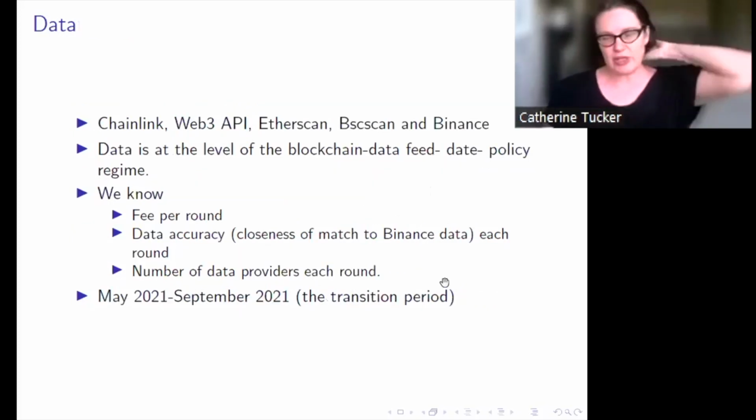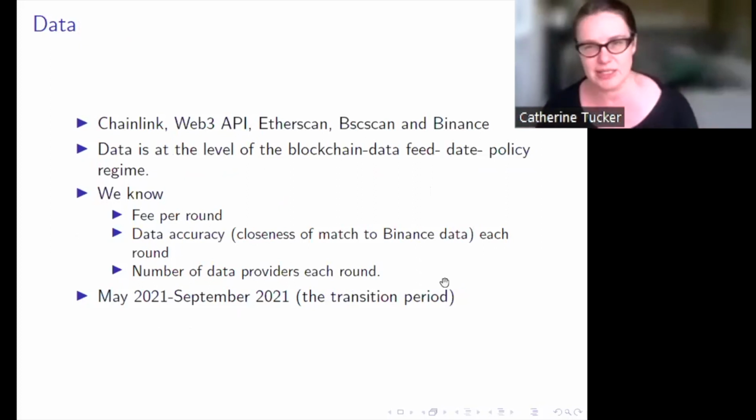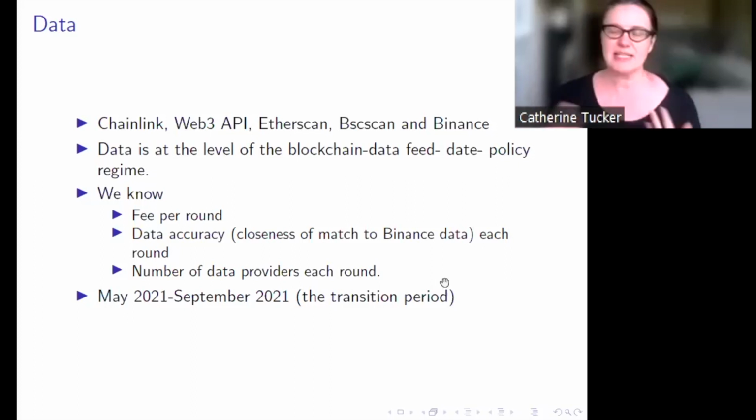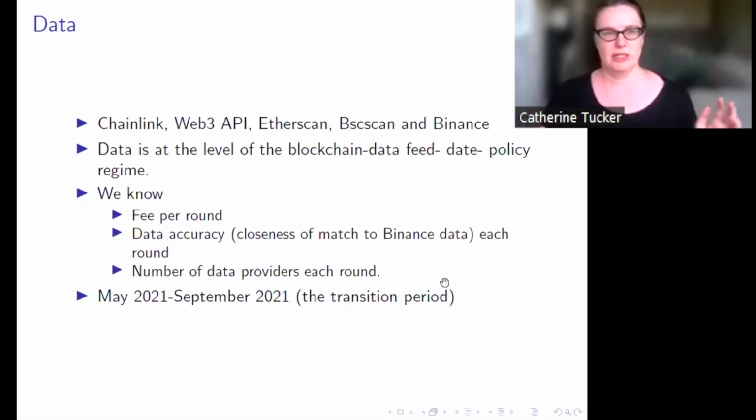All right, so you remember I told you about our amazing PhD student who worked with us on this? Well, this is where you can tell they did a lot of work, and that we're going to use a whole lot of different data sets to try and evaluate how this is working. Because I think everyone has more comfort with the project when we're not just relying on what Chainlink's telling us. And so we're going to have data at the blockchain data-feed-date level. So that's really quite specific. If you think about it, it's going to be very granular data. And we're going to know the fee that is being paid.